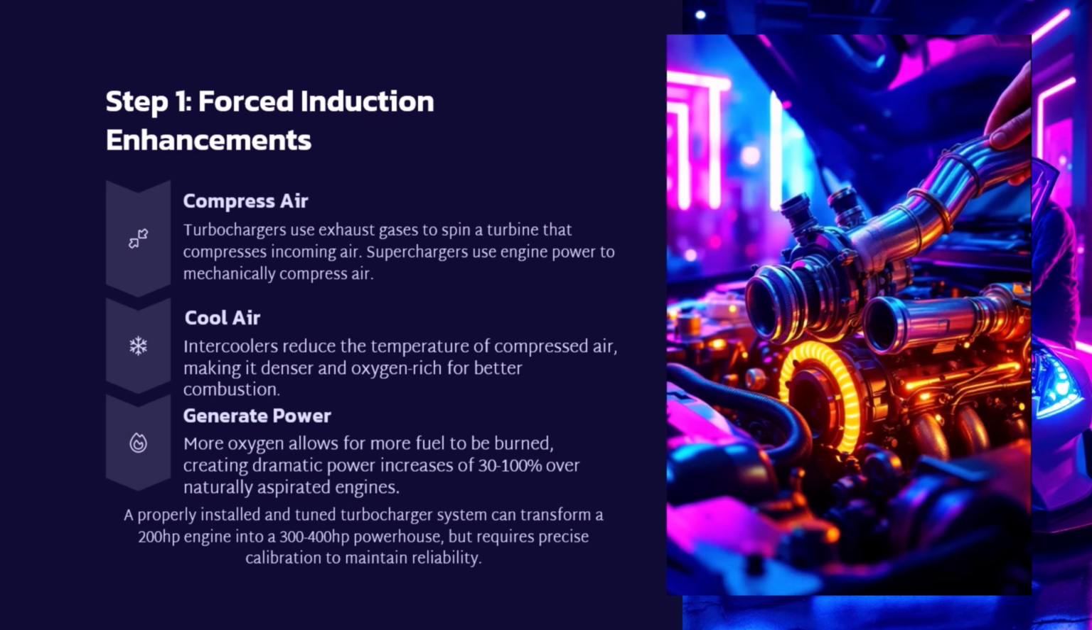Step 1, compress air and cool air. Turbochargers use exhaust gases to spin a turbine that compresses incoming air, but superchargers use engine power to mechanically compress it. Let's talk about the turbochargers. The turbocharger receives the exhaust gases, which spin the turbo. Then it will send the air to the intercooler.